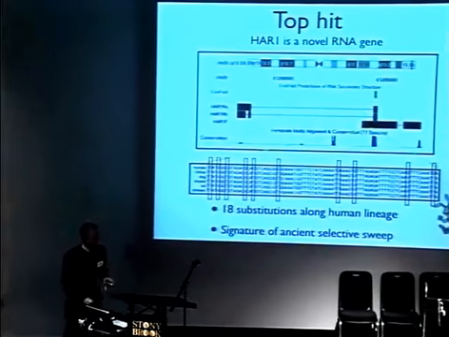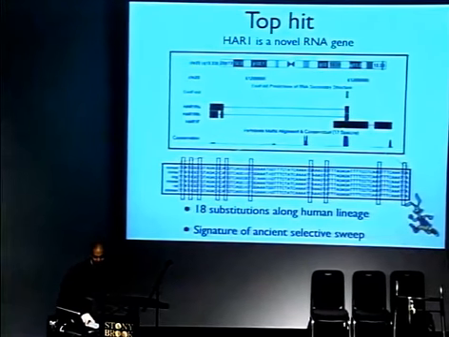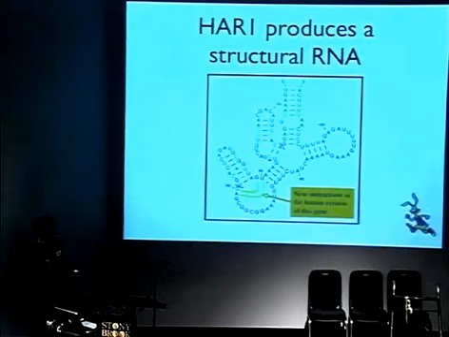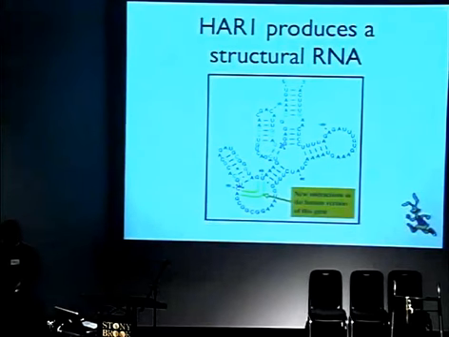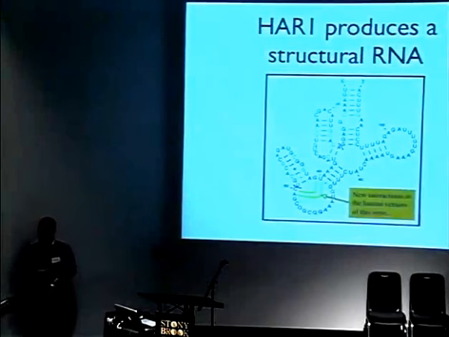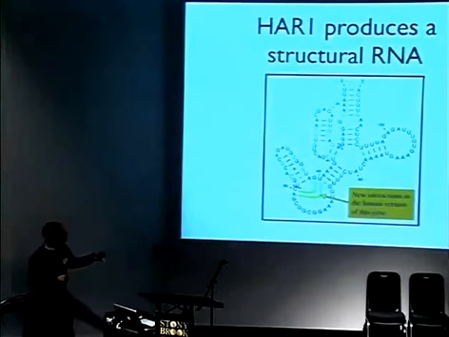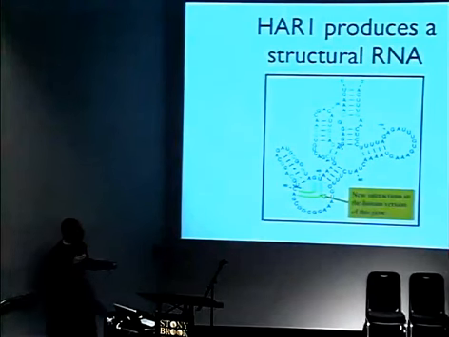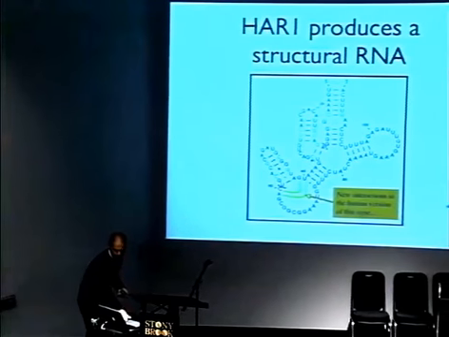There's some evidence that there's a signature of an ancient selective sweep, but I'd like to point out that it's really weak, okay? When you go and you compare the human version of this gene to the chimpanzee version, what do you see? Well, what you see is that in the human version, there are actually new interactions that have been created.